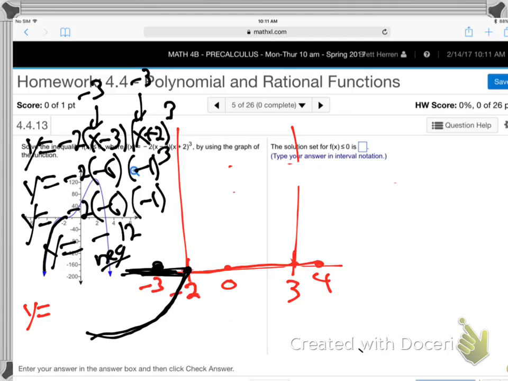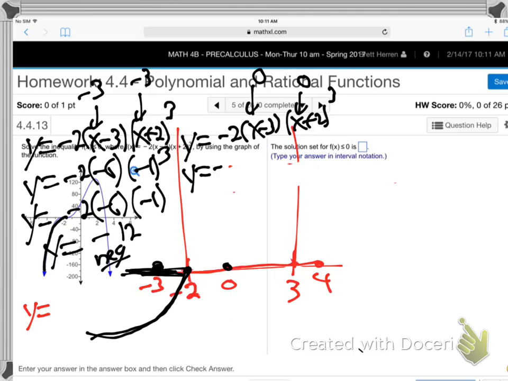All right, let's check the middle. Let's check the middle between negative 2 and 3. Now, I picked 0. You could have picked negative 1, positive 2, whatever. Just pick any one point in that section, and whatever it comes out to be is true for the whole section because, again, there's no other x-intercepts. So plug in to, again, y equals minus 2 times x minus 3 times x plus 2 cubed. What am I plugging in? 0. Put in 0.